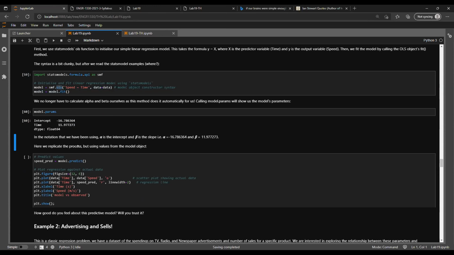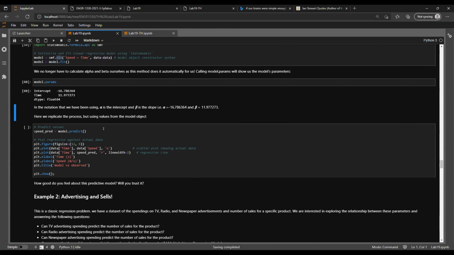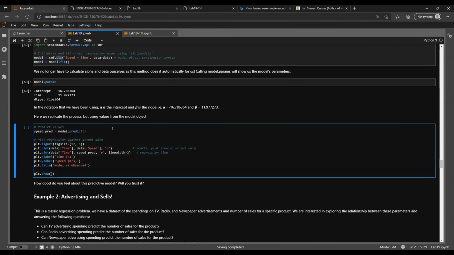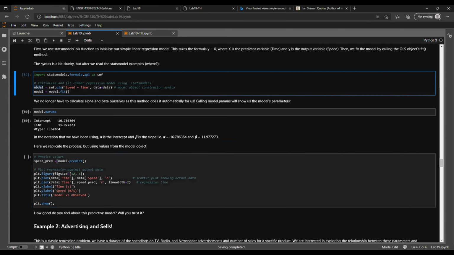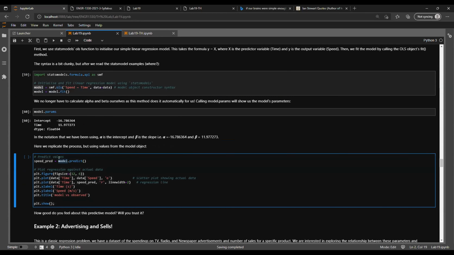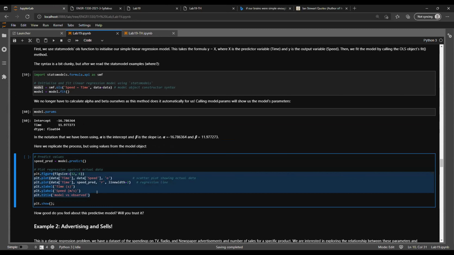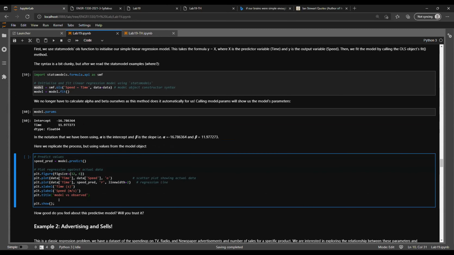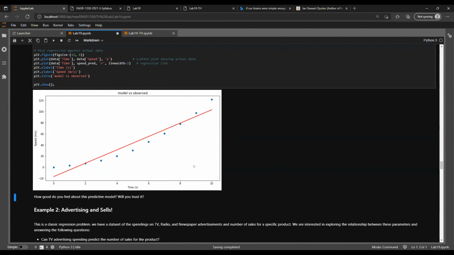Okay. Here we're going to replicate the process, but using values from the model object. So we've got our prediction off of the model we made here. We're going to call the predict method from our model, and we're going to say this is our speed prediction. And this is just a bunch of plot stuff that everybody should be used to by now. So let's show it. So we have pretty much what we had before.